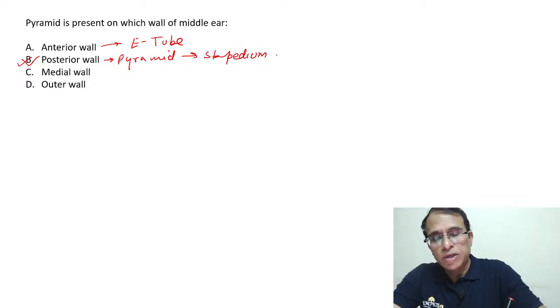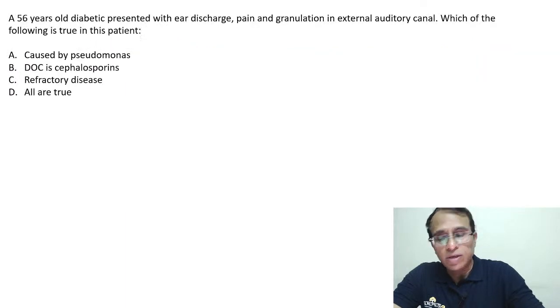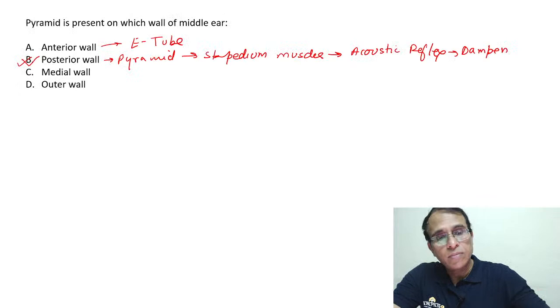And what does the stapedius muscle do? It produces a reflex called acoustic reflex. An acoustic reflex in turn does what? It dampens the loud sound. That means when the sound is very loud, it will decrease the loudness of the sound, because loud sound can be dangerous.